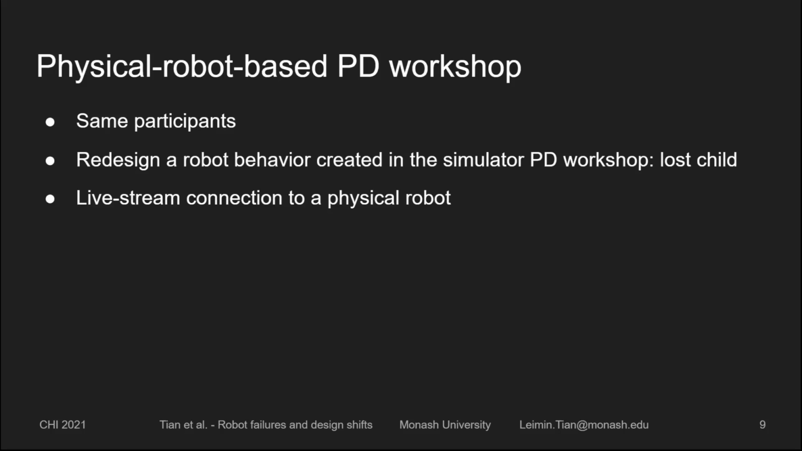After the simulator PD workshop, we selected a robot behavior shared across participant groups, in which the robot attends to a lost child by engaging the child to wait with it while signaling a human staff to help. The participants redesigned this lost child robot behavior in the robot-based PD workshop.